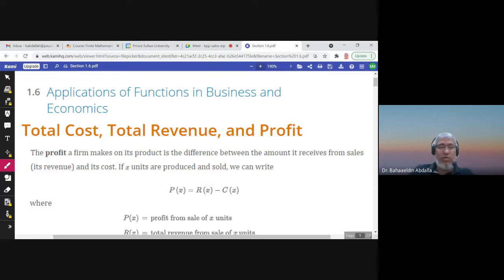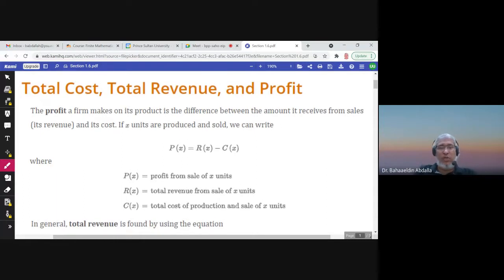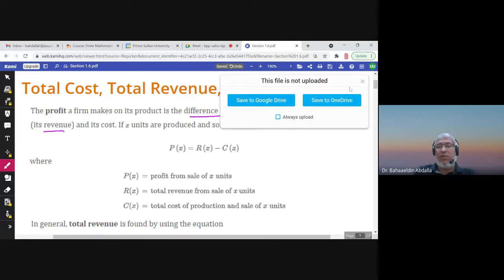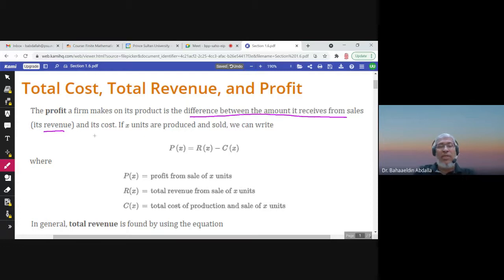This is section 1.6, applications of functions, and applications of functions in business and economics. We will talk about total cost, total revenue and profit in the first part of this section. Well, the profit is the difference between the revenue, which is the amount it receives from sales, and the cost.